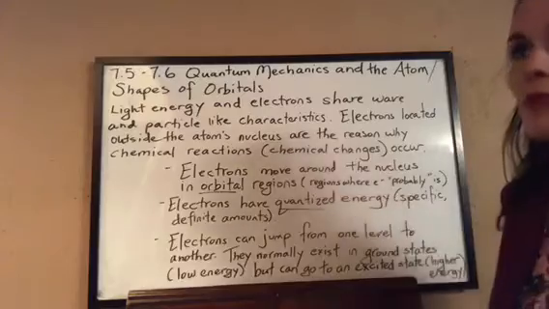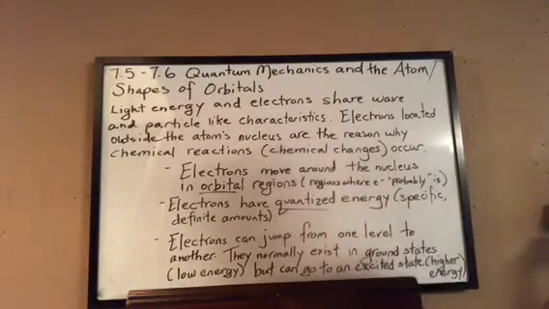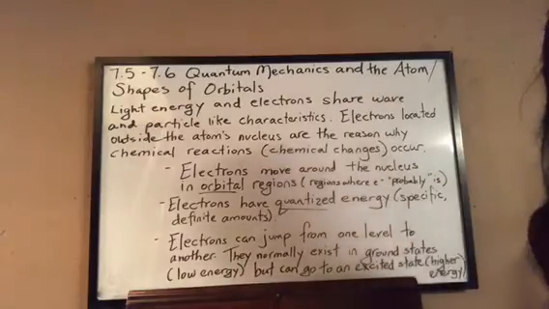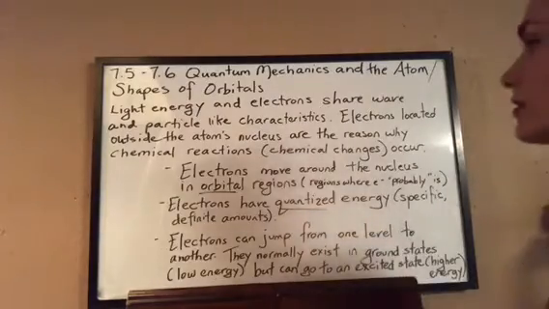Now remember from the previous video, light energy and electrons share wave and particle-like characteristics. They're similar characteristics. We talked about characteristics of waves. We talked about light behaving like a particle, a photon. We know electrons are subatomic particles. They have these similar characteristics.